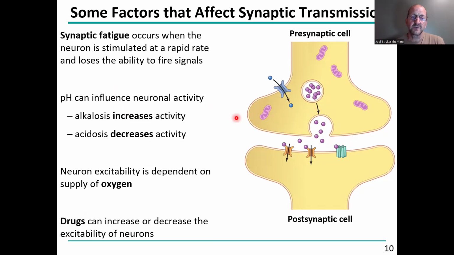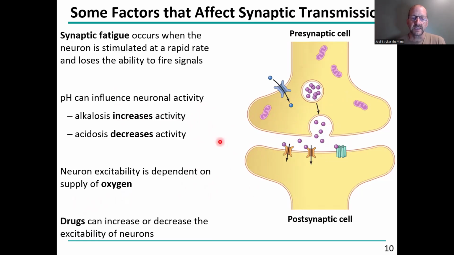pH also can influence neuronal activity. Alkalosis can increase activity. Acidosis can decrease activity. Neuron excitability is dependent on oxygen supply. It takes energy to be able to maintain gradients and to be able to build and maintain vesicles and to do exocytosis. So oxygen is energy.